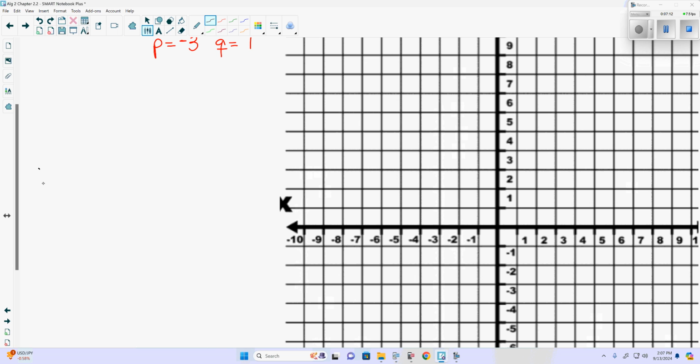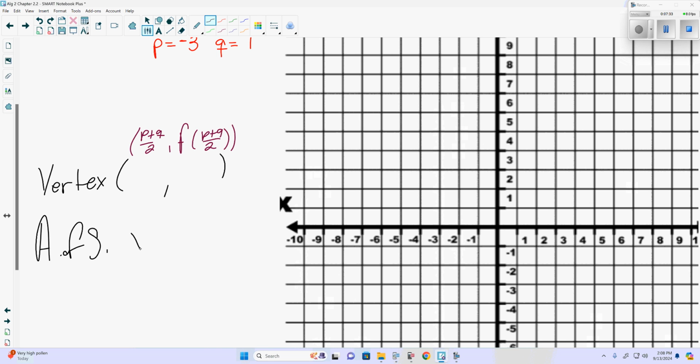Now I'm going to scoot down just a little bit. Because if we want to find the vertex, the general form for the vertex is p plus q over 2, comma, f of p plus q over 2. And the axis of symmetry is x is equal to p plus q over 2. So for our vertex and the axis of symmetry, we do need to find out what p plus q over 2 is.